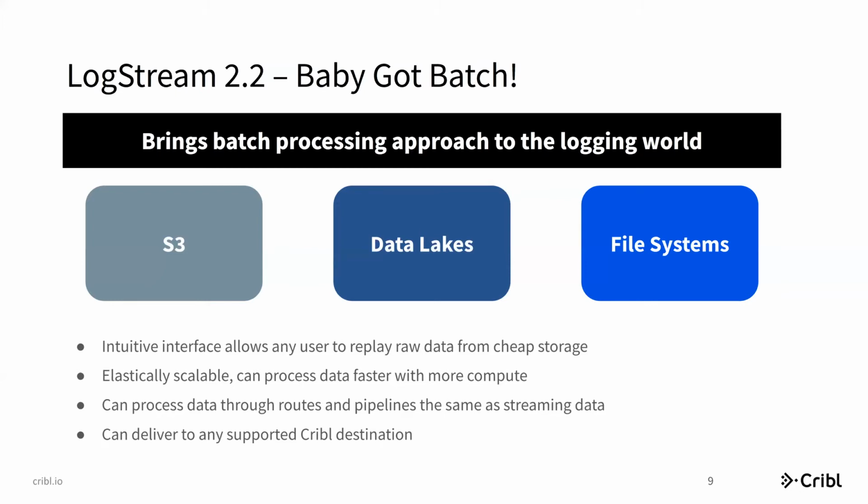2.2 is elastically scalable in the same way LogStream has always been elastically scalable. So especially for batch jobs, we can easily scale up compute to make the job run faster. It's a parallel processing problem. More compute, the job will go faster. You can process the data the same way you've always processed data in Cribl LogStream, so you can run it through routes and pipelines. You can parse it, enrich it, structure it, aggregate it, do whatever you want, and deliver that to any of our supported destinations.